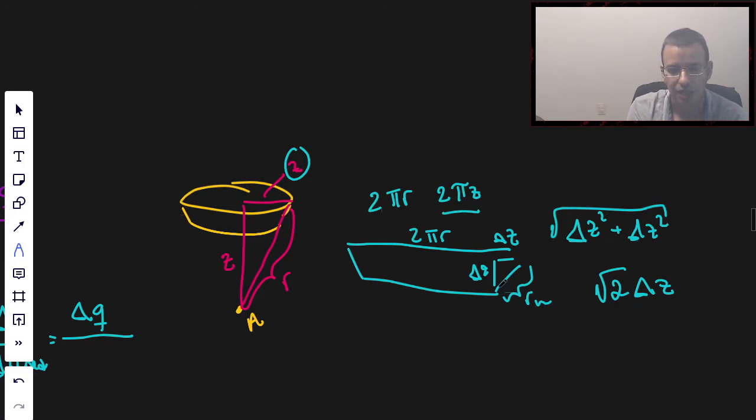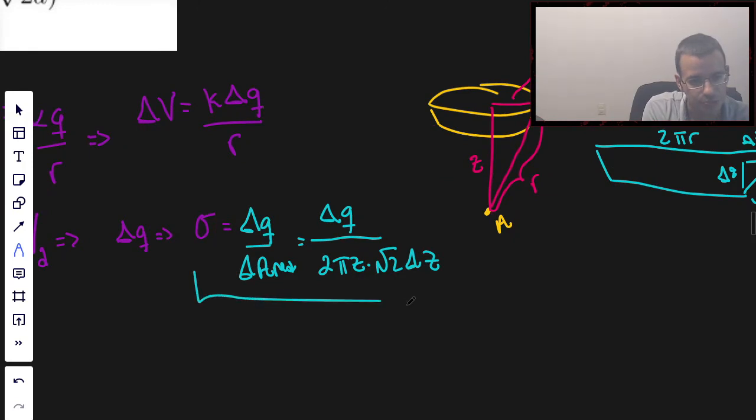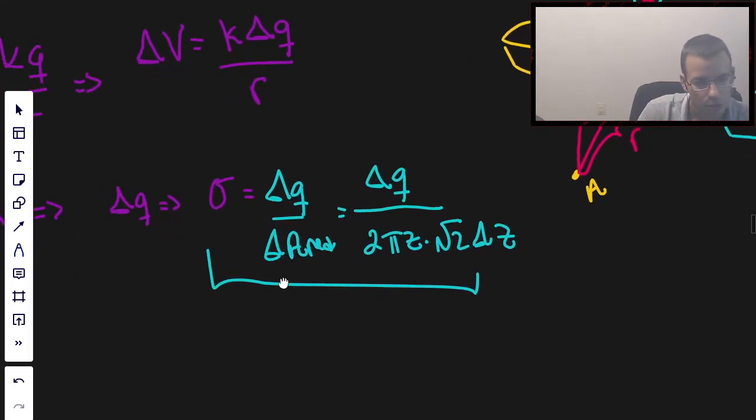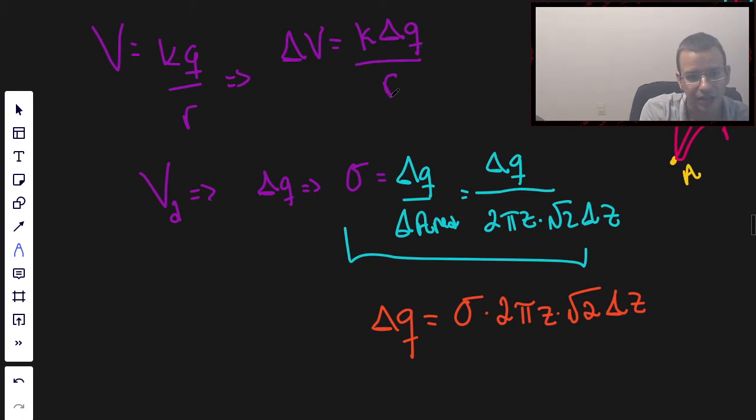So this is going to be the length of our surface area. This is going to be the height of our surface area. We multiply them together, we get the surface area. So I'm going to do that right here. 2 pi z times square root of 2 delta z. All right. So we have this, put them all together, make something reasonable. We're going to get delta q equals sigma 2 pi z square root of 2 delta z. There we go. Now we need to find r.